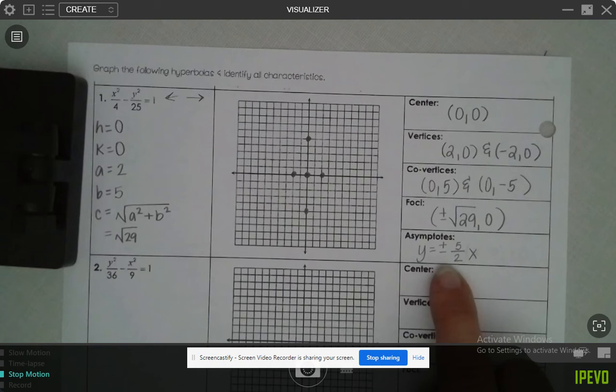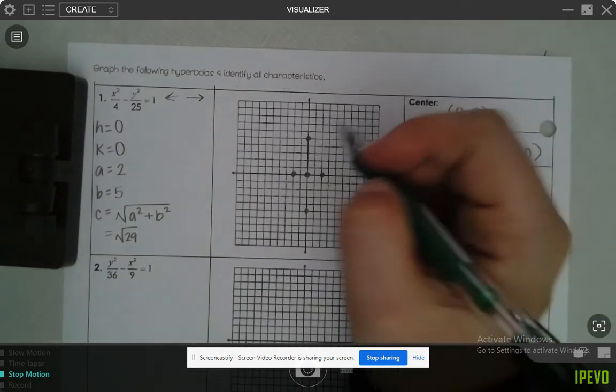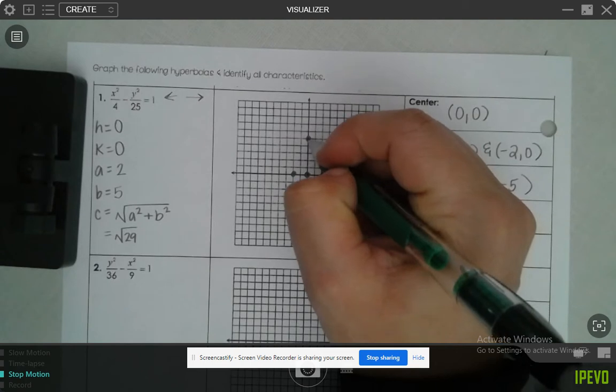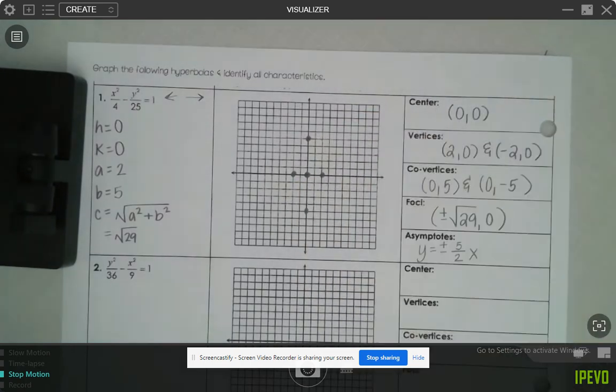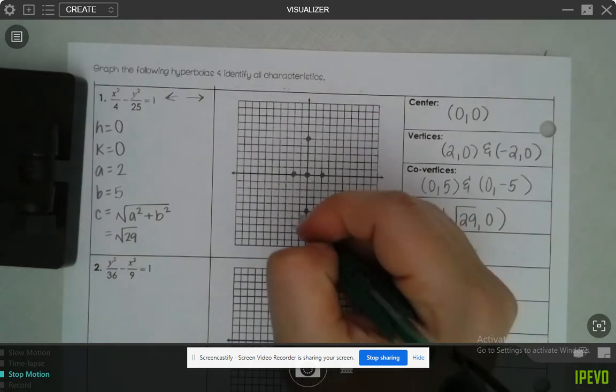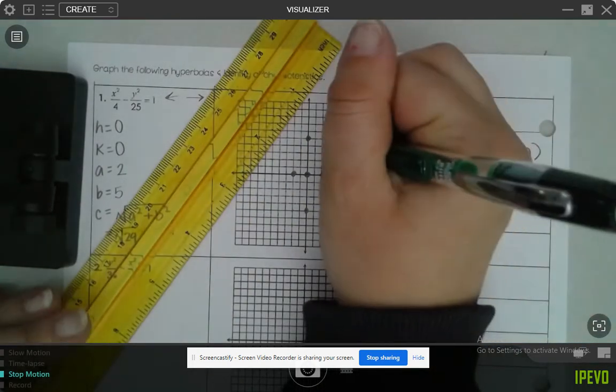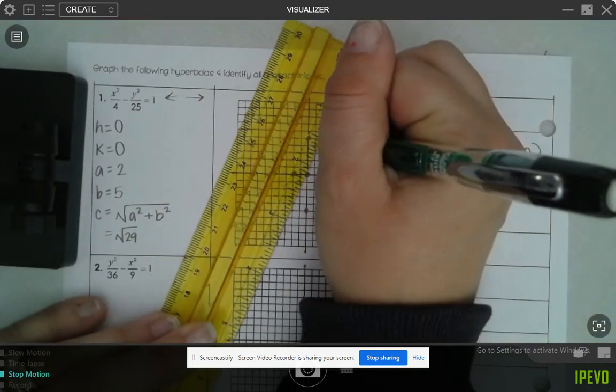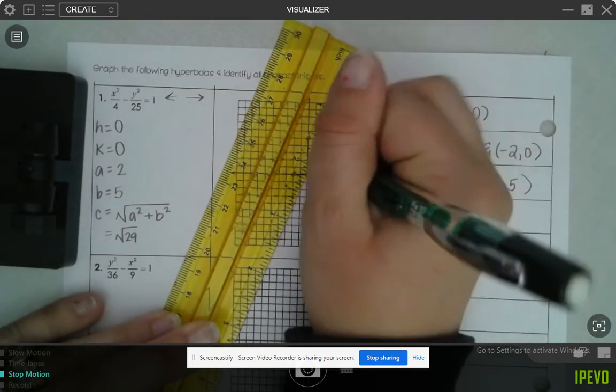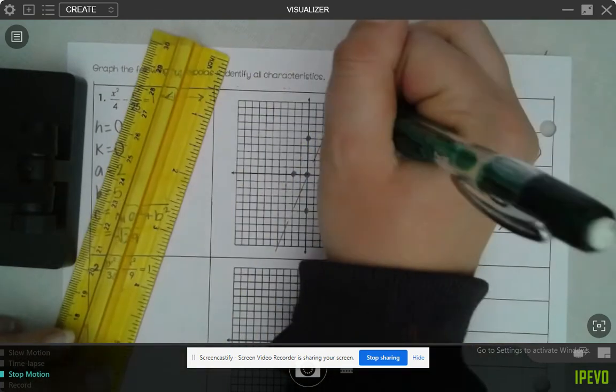What's my slope? Plus or minus 5 over 2, right? I have 2 lines, correct? So my first one is probably positive. So that means I'm going to go up 5 and over 2. Right? Down 5, left 2. You need to take your ruler and you need to make sure it's a decent line and you need to graph it. I'm going to be picky.